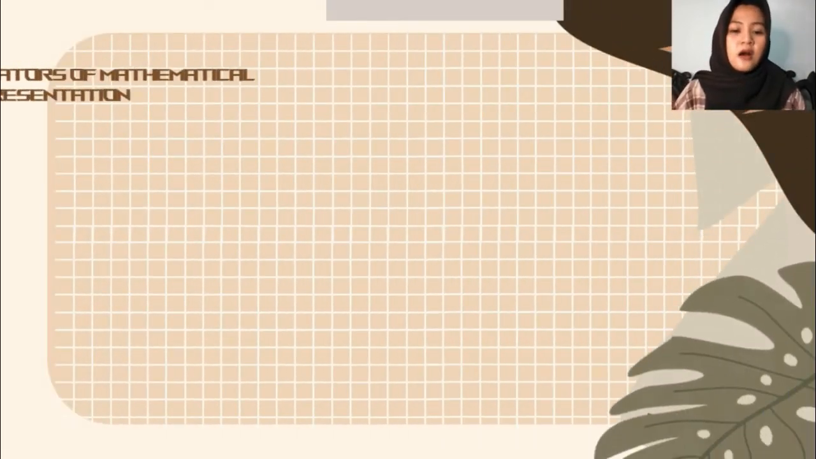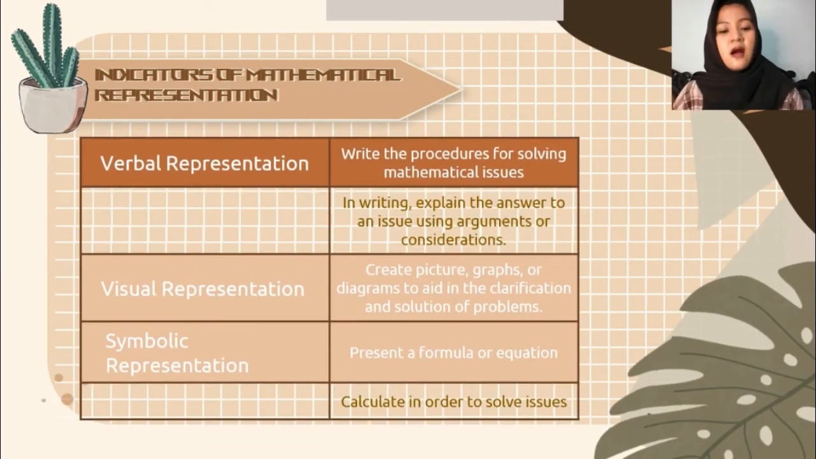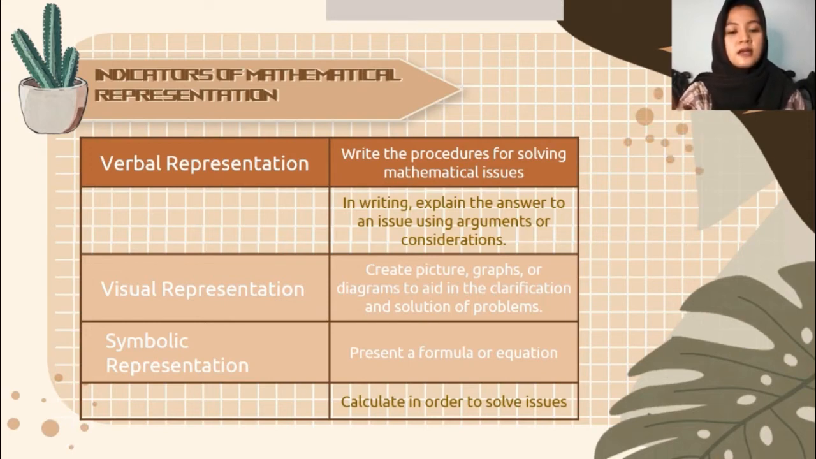The following are indications of mathematical representation competence. There are three aspects to representation, which include the following: verbal, visual, and symbolic. The indicator of the verbal aspect is to write the procedure for solving a mathematical issue, and in writing explain the answer to an issue using argument or consideration.